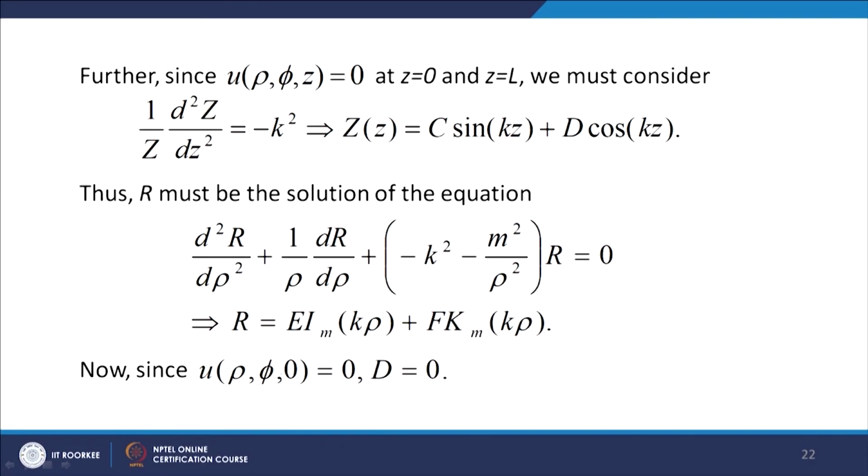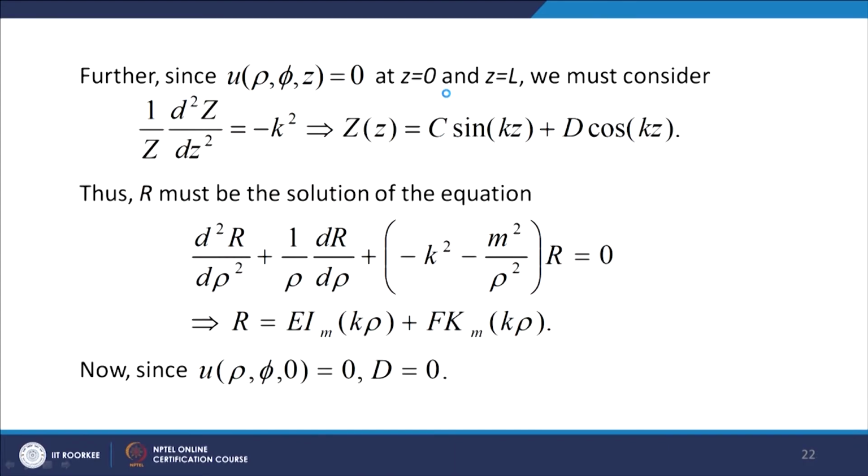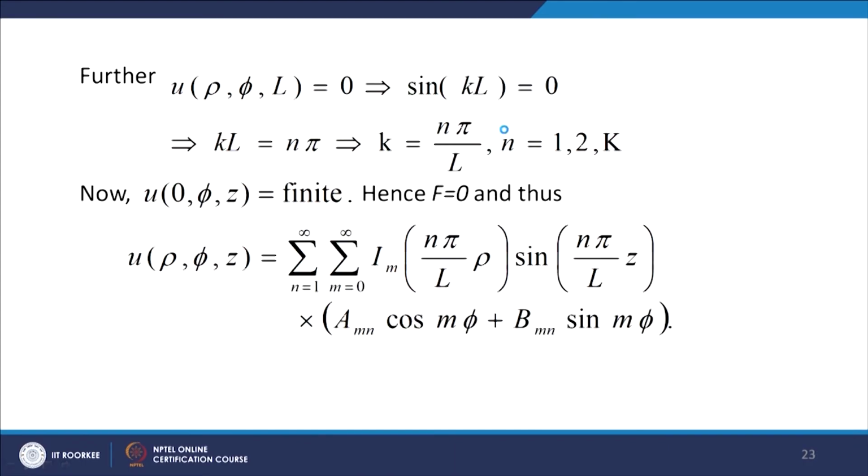Now, u(rho, phi, 0) equal to 0, at z equal to 0, u is 0. So, u is 0 means D must be 0, okay, and u(rho, phi, l) is 0, at z equal to l, u(rho, phi, z) is 0. So, we shall have sin k l equal to 0. Sin k l equal to 0 will give you k equal to n pi by l.